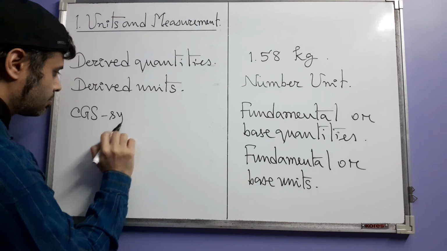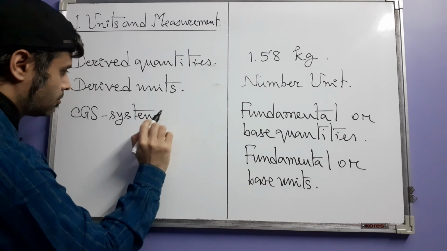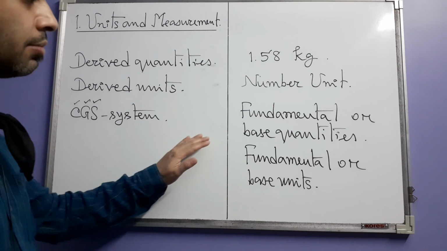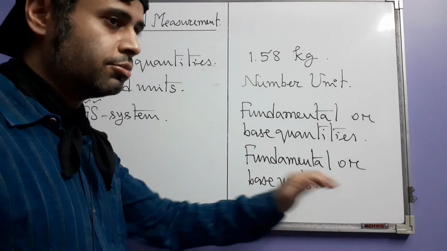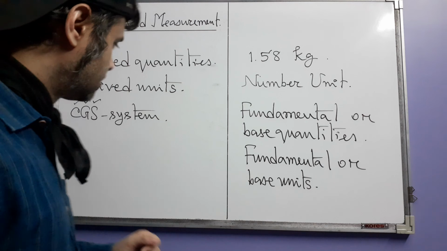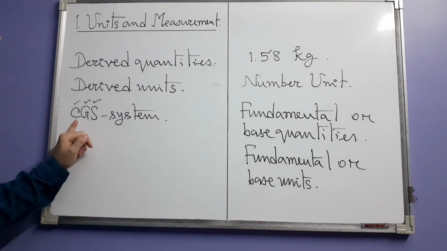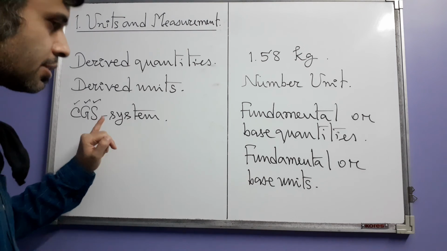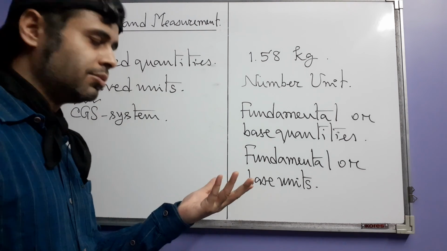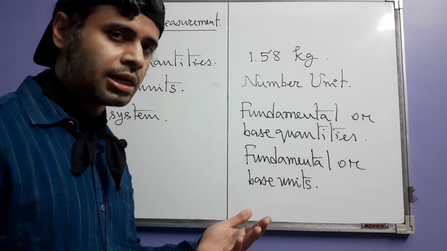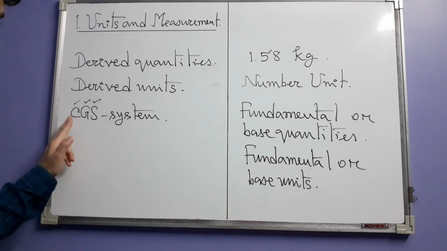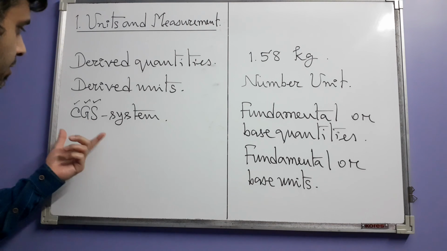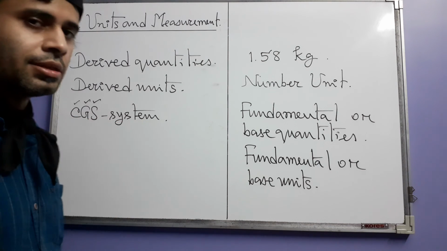CGS system. These letters C, G and S come from the units for these fundamental quantities. C denotes centimeter, G denotes gram and S denotes second. So these are some units for the fundamental quantities or base quantities of length, mass and time. Okay, so that is why that system is called the CGS system.